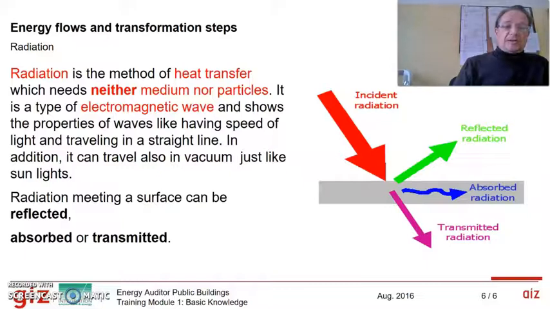Radiation meeting a surface can be reflected, absorbed, and transmitted. So you can see that here. That's also for later on for building paint, the reflection of the paint. We will also talk about that later on.